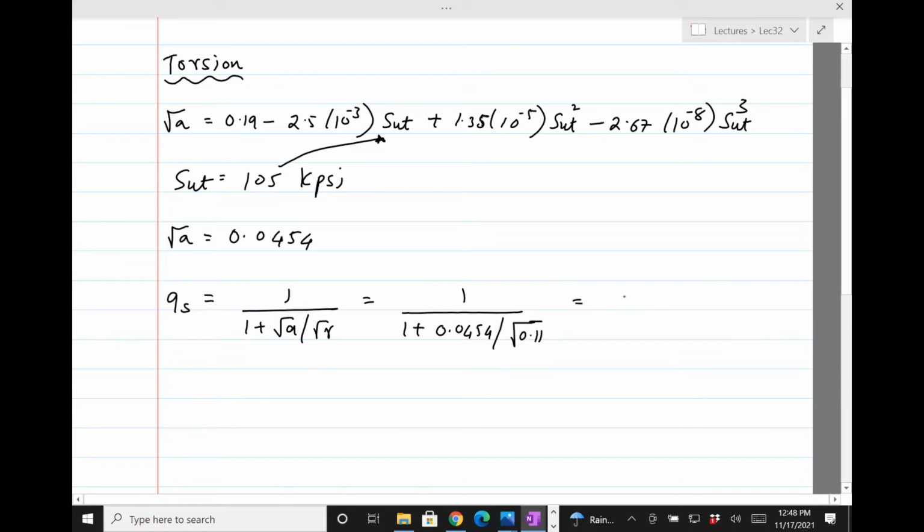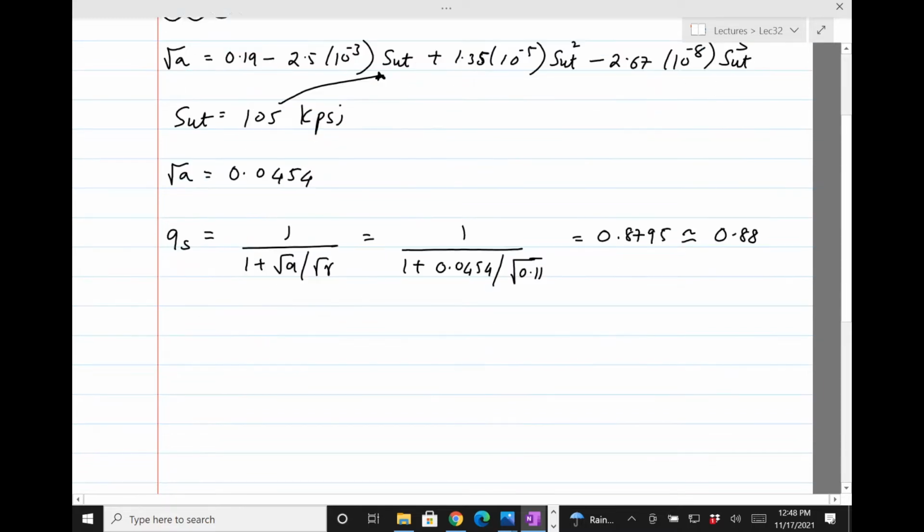And so the answer comes out to be 0.8795. Let's just round this to 0.88. Then if you want to find Kfs, it's 1 plus qs times (Kts minus 1). So 1 plus qs is 0.88. Kts we found on the previous page, it's 1.42, minus 1.